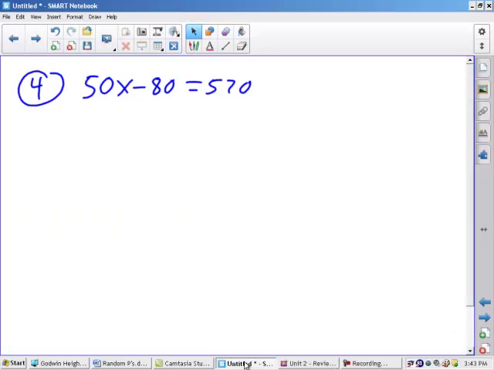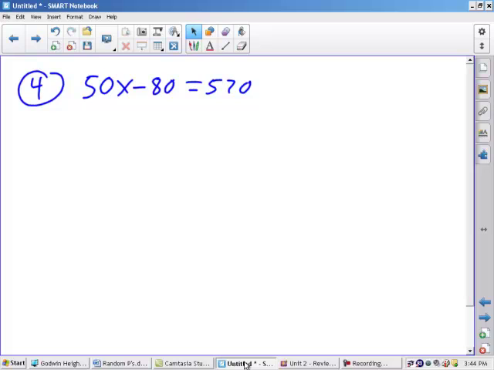So going over here to my Smart Notebook, 50x minus 80 equals 570 is the equation you should have. The 50 comes from, as you're looking at your paper in number 4, $50 each week. That's the 50x each week. Minus 80 comes from what she owes her brother. That's negative money. So minus 80 equals 570. That's the total that she would need to buy that camera. That's how you set up the equation.